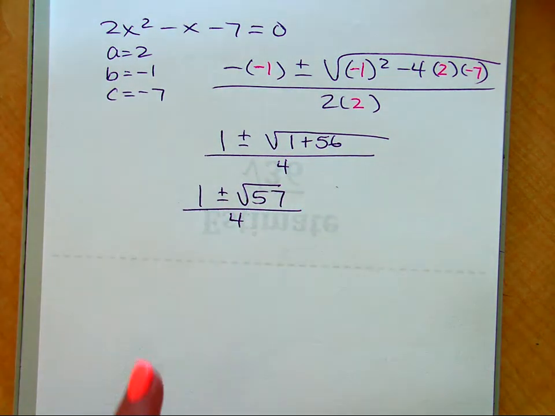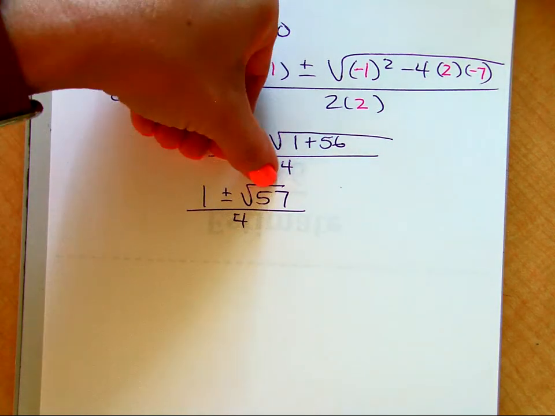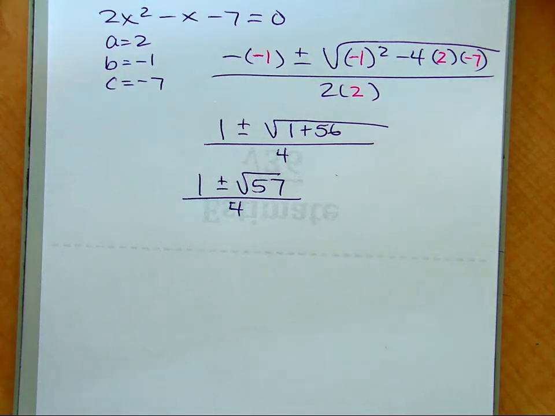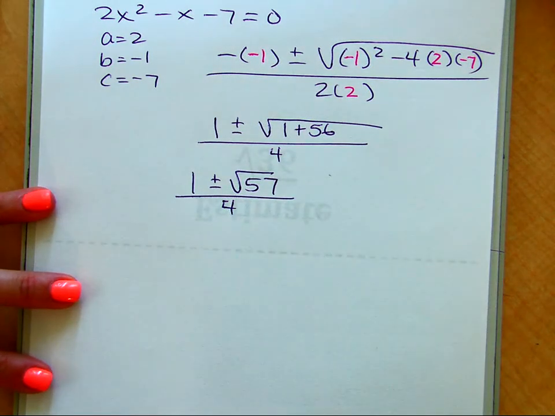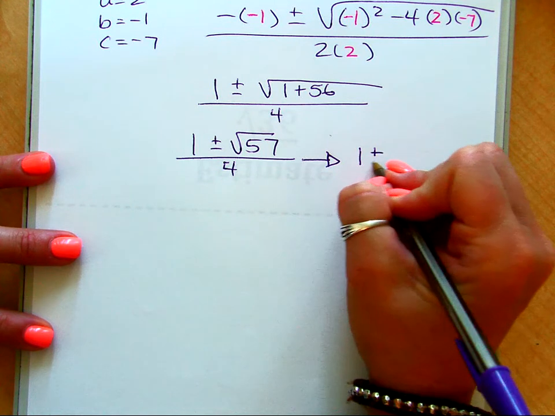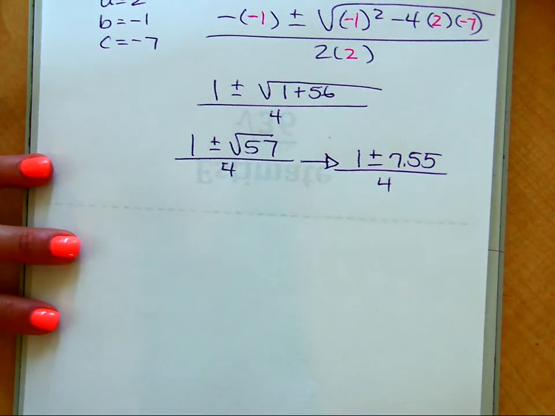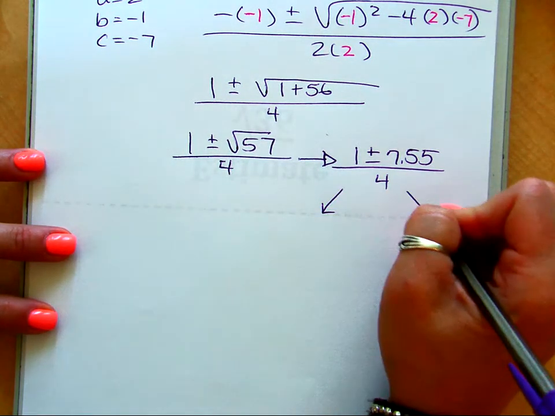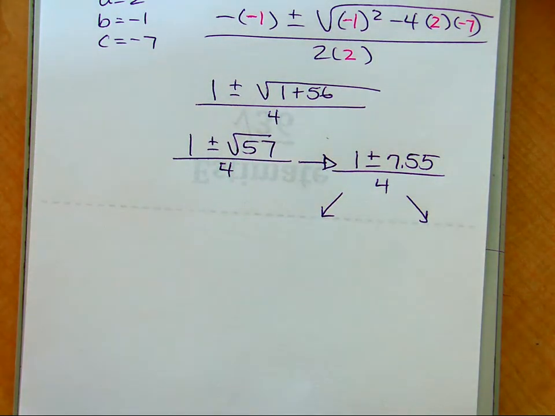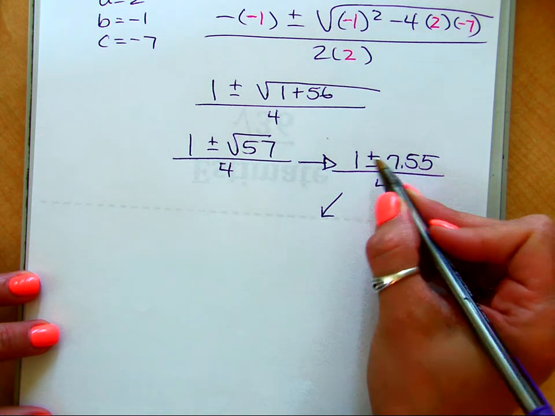Do I keep going? Yes. How many zeros will there be? 2. How do you know? Because the discriminant is positive. Is this like a beautiful number like 81 or 36 or 49? No. Bummer. So I'm going to have some ugly decimal, and that decimal is going to be 7.55. So I'm going to turn this into 1 plus or minus 7.55 divided by 4. At this point, you know you're going to have 2 zeros. That's when you do your 2 separate problems: 1 plus the 7.55 divided by 4, and then 1 minus.